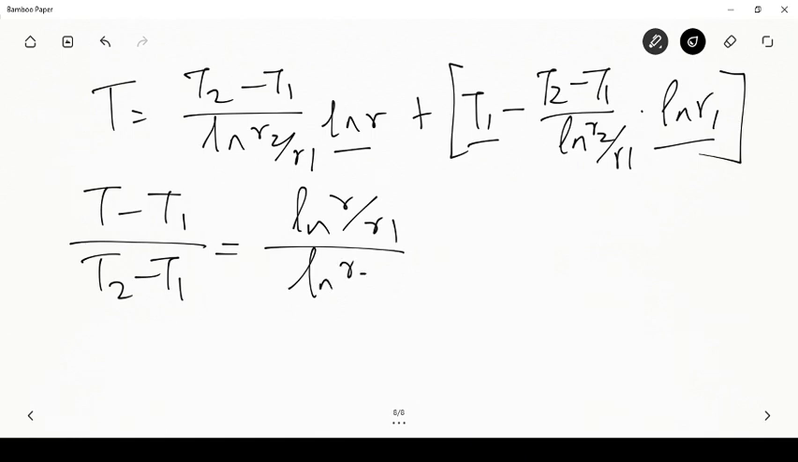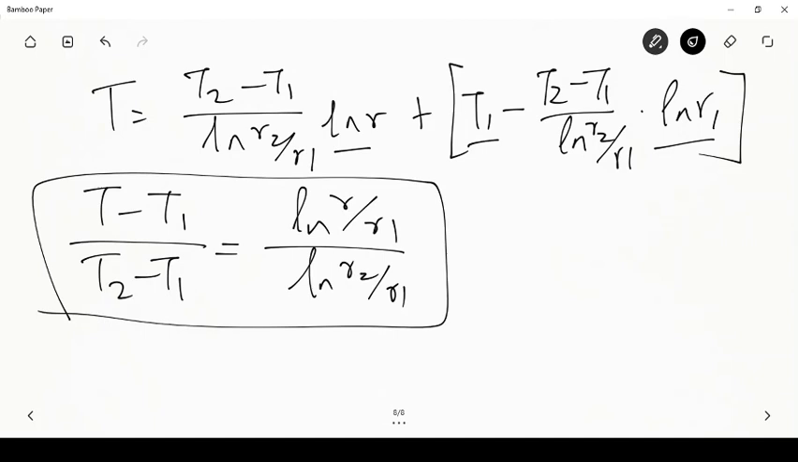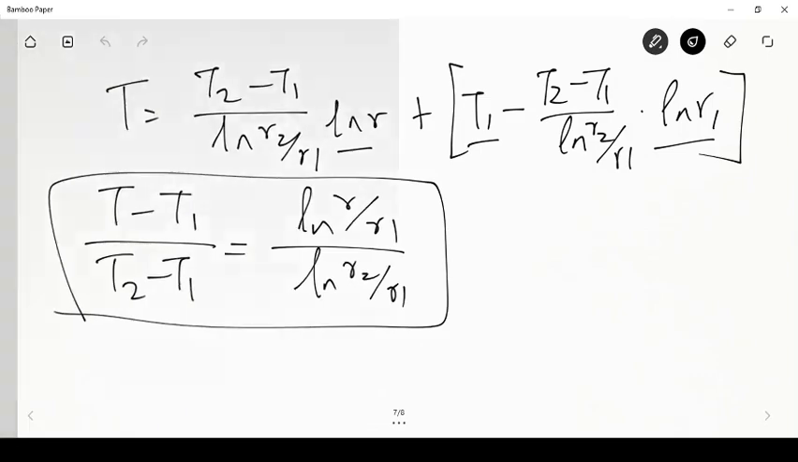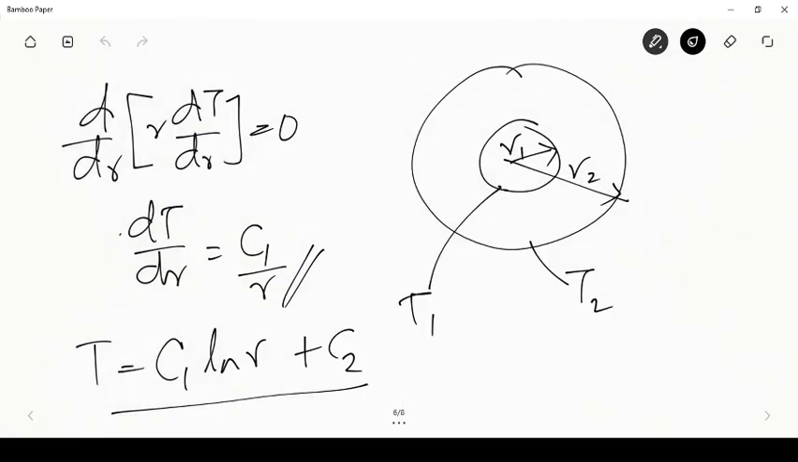So this is your temperature profile. You get a logarithmic variation in the temperature profile, and that comes out because the area itself is a function of radius, and that's the reason for that. So if I take the derivative of this, dT/dr, I already have it in the solution here. dT/dr is equal to C1 by r, and therefore r dT/dr is equal to C1.